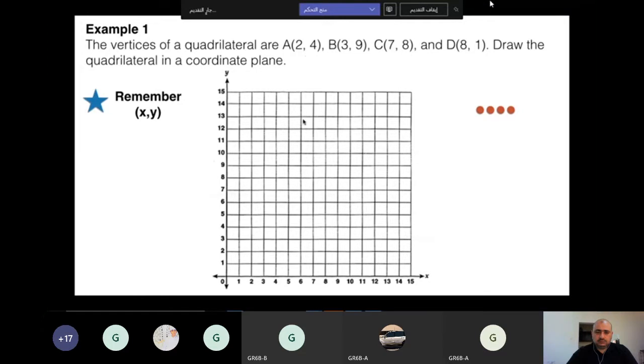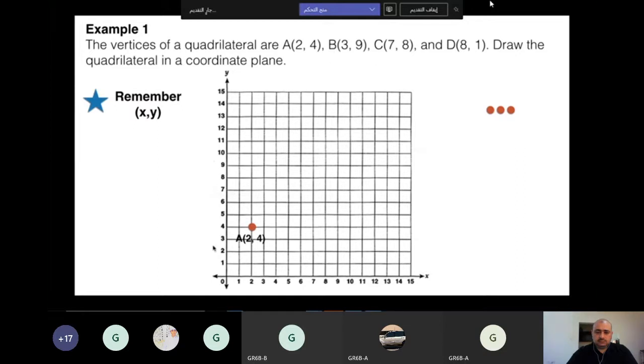So A, I'm going to plot that. Again, I said over 2, that's the x, and up 4, so that point is going to go right there. Whenever you plot points in a coordinate plane, always label them. So we're just going to call that A, and that's at (2, 4).